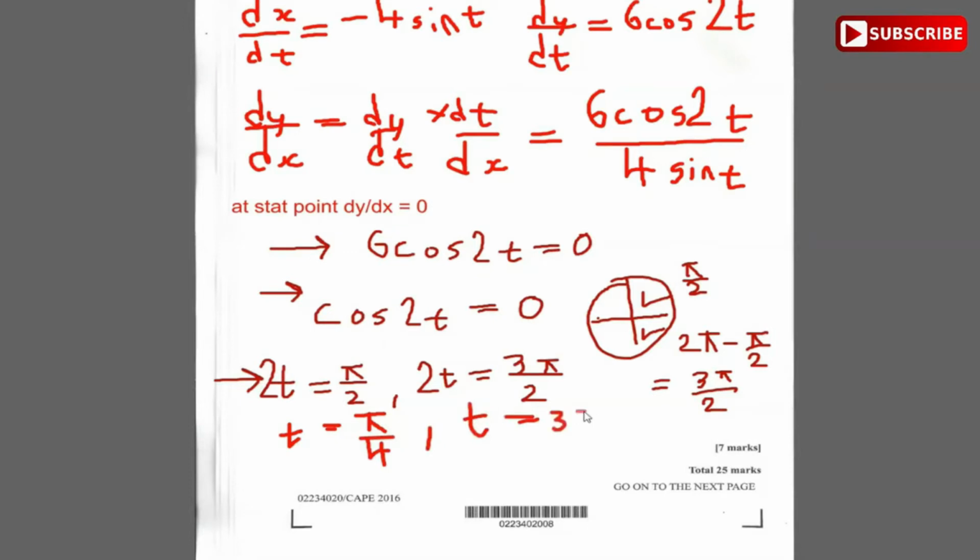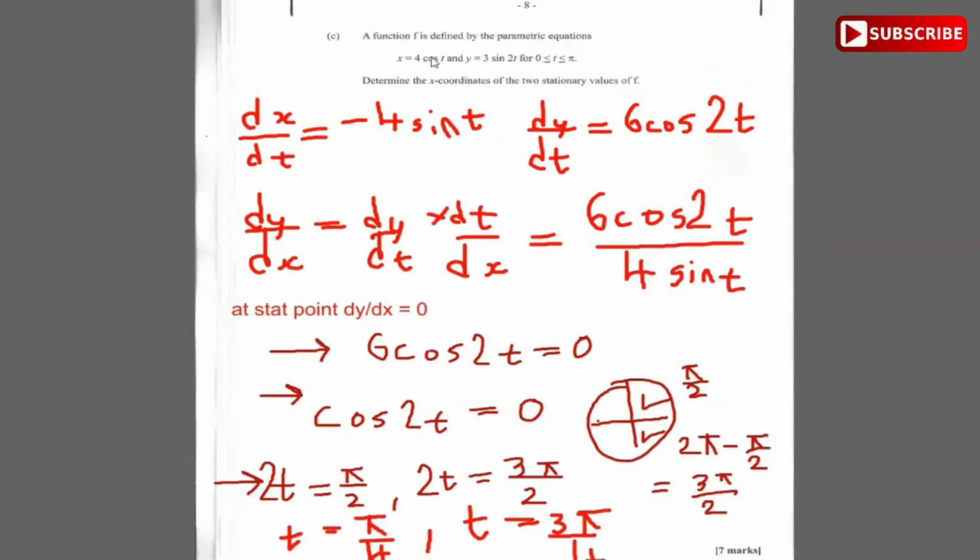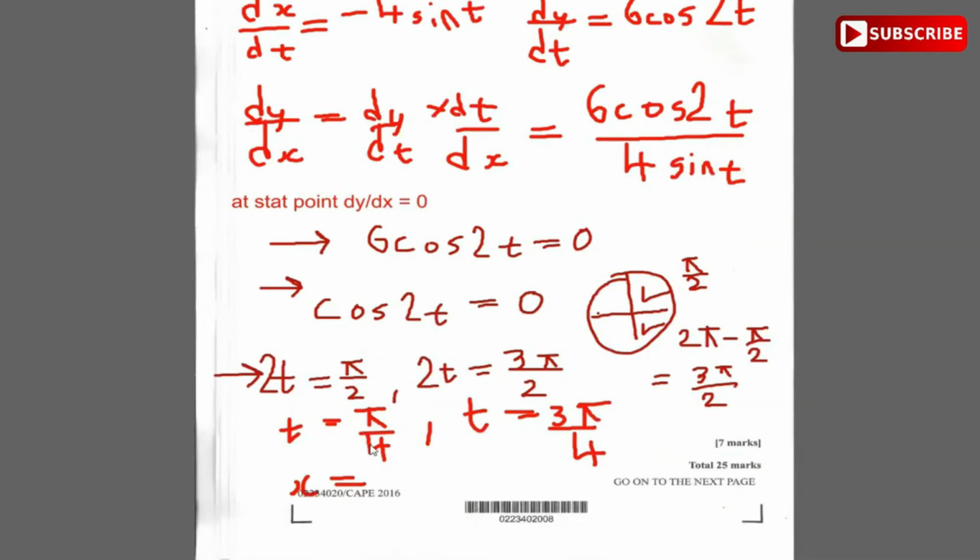All right, now that we have t is pi by 4 and 3 pi by 4, we can find the x values of the stationary points. All you have to do is plug in t as pi by 4 into x. So we go back up here and put 4 cos t. So 4 cos pi by 4. The cos of pi by 4 is root 2 over 2. And so x is going to be 4 times root 2 over 2.